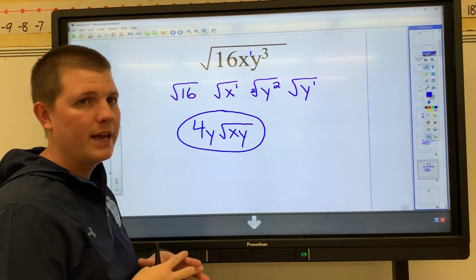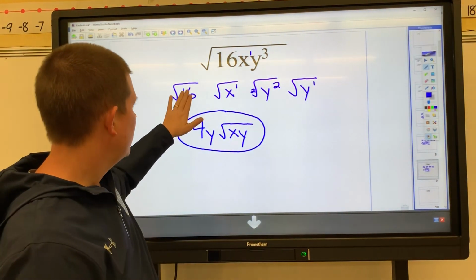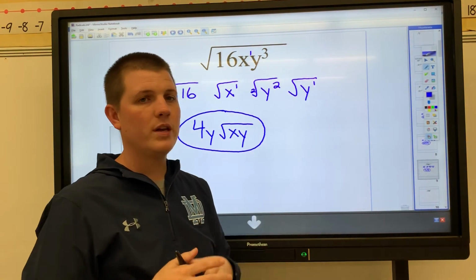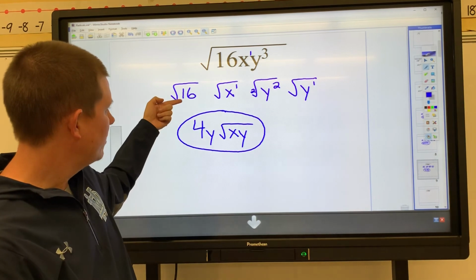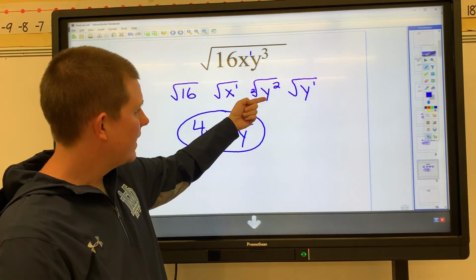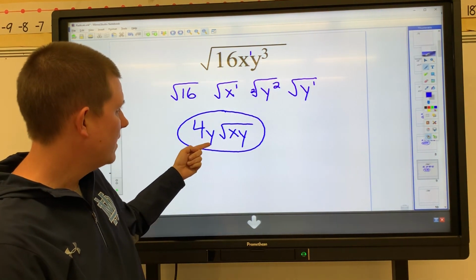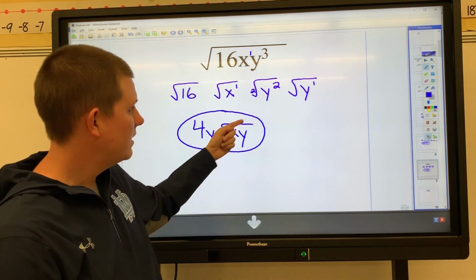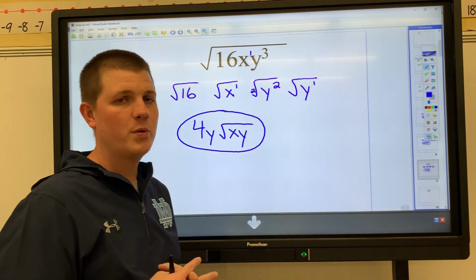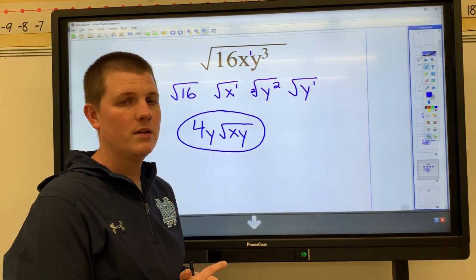So once again, break it all up. We broke up the 16. We broke up the x. We broke up the y's. Break it all up, and then look at each part separately. If I can answer it, like the square root of 16, it goes on the outside. If I cannot answer it, it goes inside. Break it up, do each part separately. It should be pretty good.